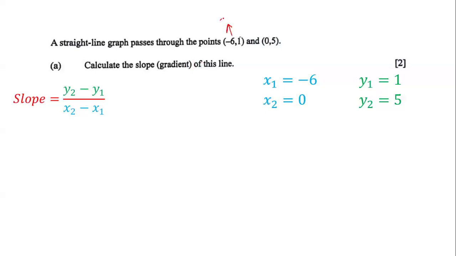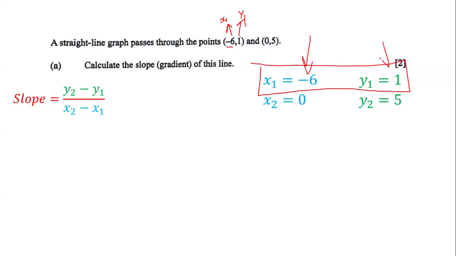So we have this right here. This is x1, okay? That's -6. And 1 right here, this is y1. So x1 is -6 and y1 is 1. Now x2 is 0, and y2 is 5. And so what do we have?